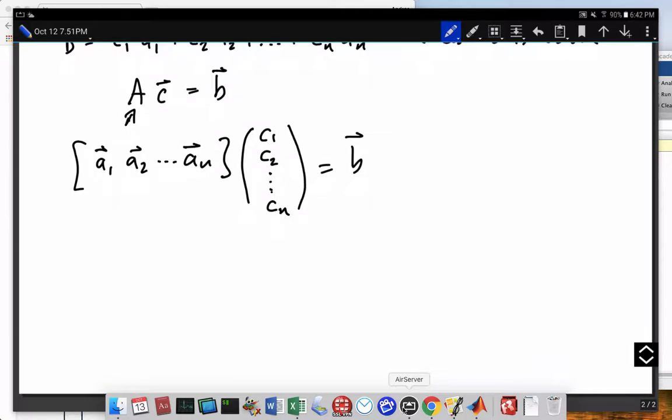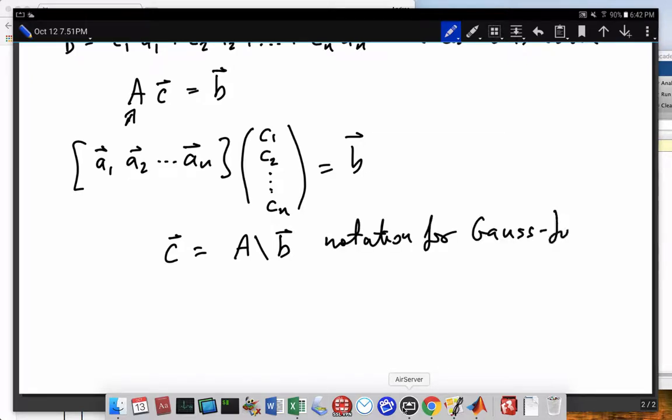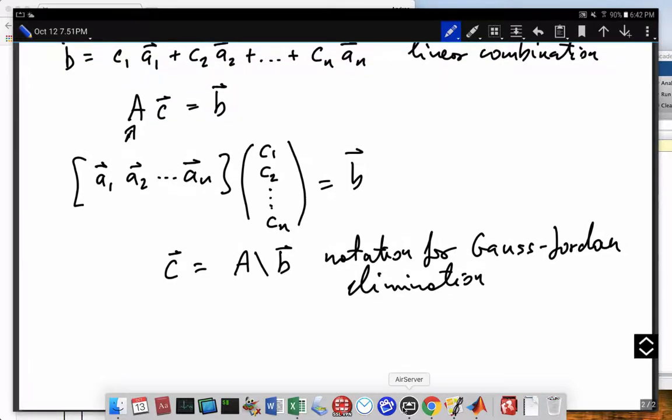To solve this for C, you would again do Gauss-Jordan elimination, and the way we do that in MATLAB is A backslash B. This is simply a notation for Gauss-Jordan elimination. In fact, MATLAB has some additional tricks. It can notice the structure of A and in some cases avoid Gauss-Jordan elimination, but in general, Gauss-Jordan elimination is what computers do.